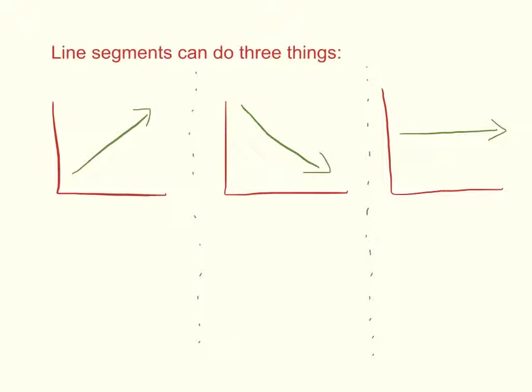Line segments can do 3 things. The first thing that they can do, this first example that we see on the far left, this is a positive line. We see that it is increasing, so we're going to call it just that. We're going to say that this is increasing.